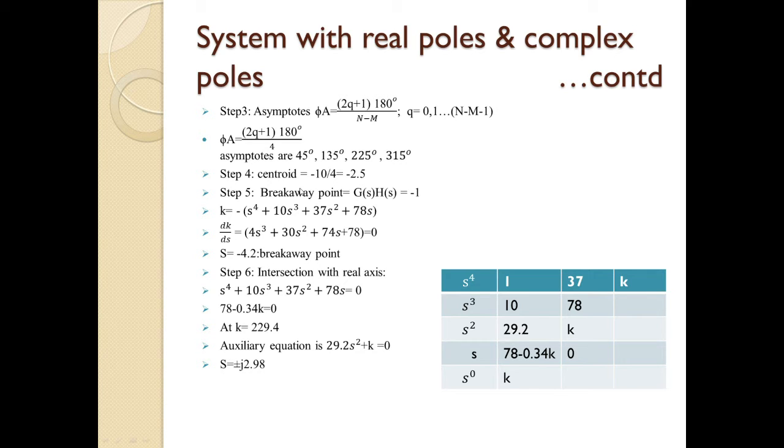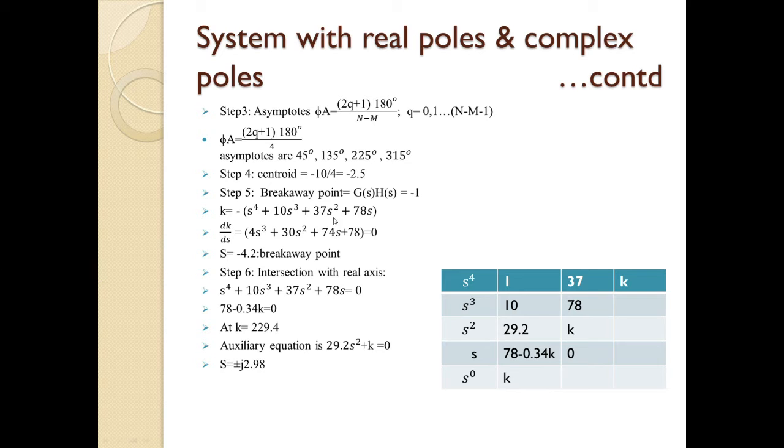So from the centroid, it is an intersection point, and from this centroid, the asymptotes with real asymptotes will originate. Now next we need to find out the breakaway point, which is actually nothing but a point at which the multiple roots of the characteristic equation occur. So it can be obtained by finding out the solution of dK/ds equal to 0.